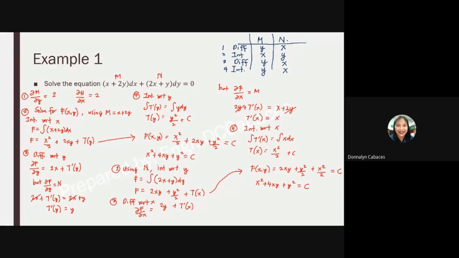This is the summary of the methods or the steps that you are going to follow if we are to solve an exact differential equation. And these procedures are actually the same as what is stated on the two slides that I presented a while ago.